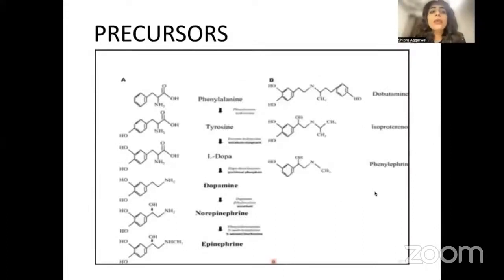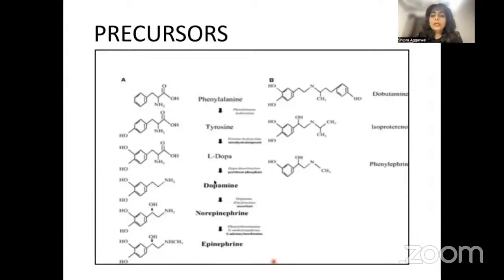Now, what are the various precursors for these vasopressors and inotropes? So what do you understand by the term catecholamines? Catecholamines are any compound which has a benzene ring and two hydroxyl subgroups. Phenylalanine, tyrosine, and L-DOPA are the precursor essential amino acids from which these catecholamine vasopressors and inotropes are derived.